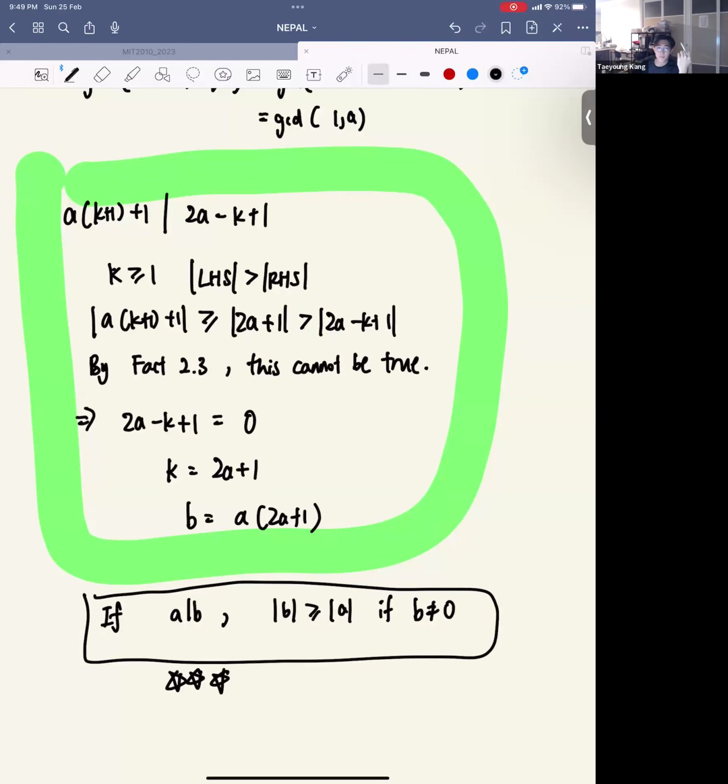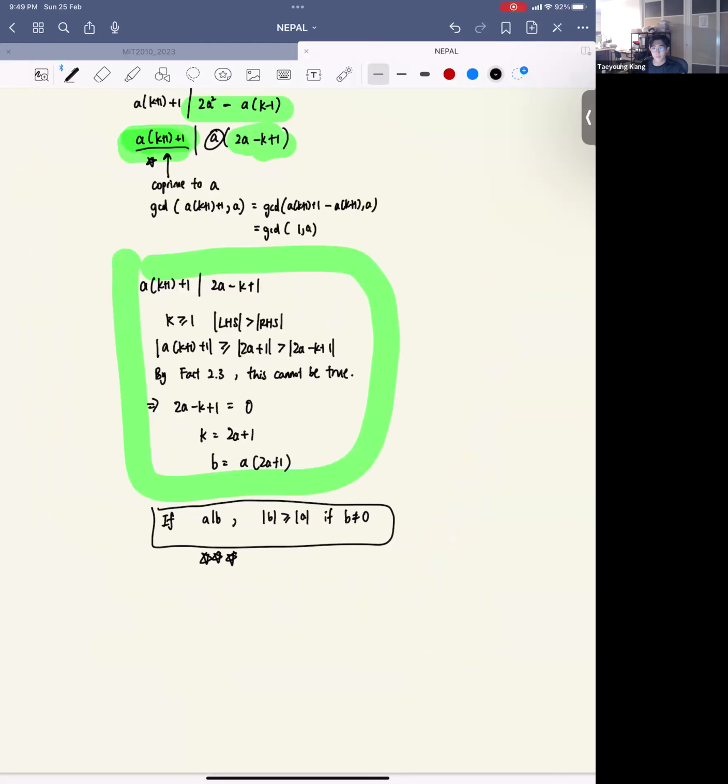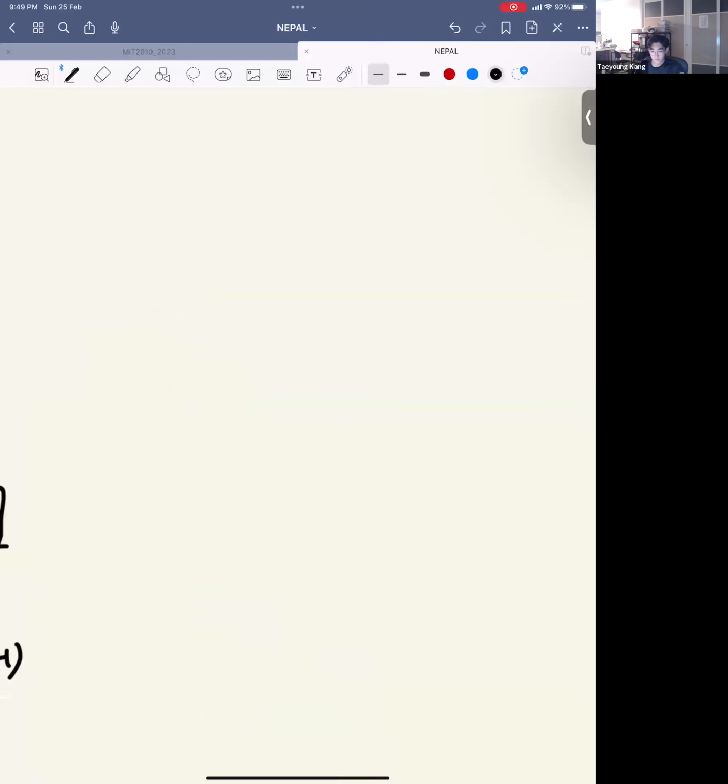Does anyone need me to go through a certain part of the solution? You can just send it to the chat, then I'll try my best to explain. I'll give it 1 more minute. If anyone has questions, then I'll just move on. Okay, then I'll start going through problem number 2.